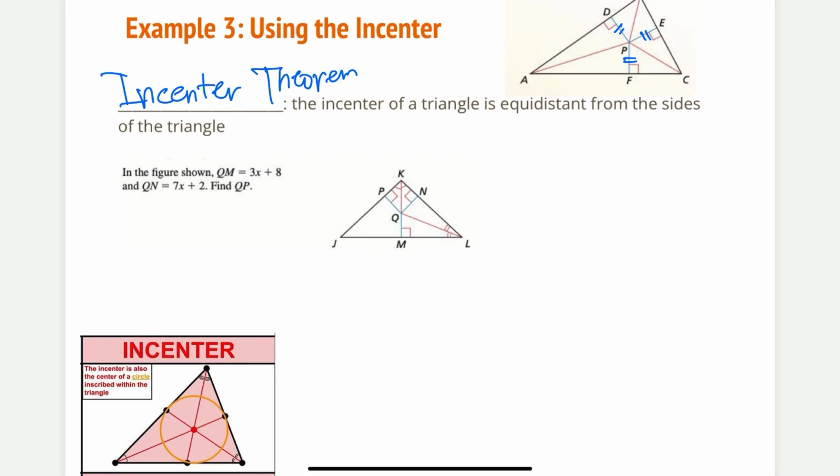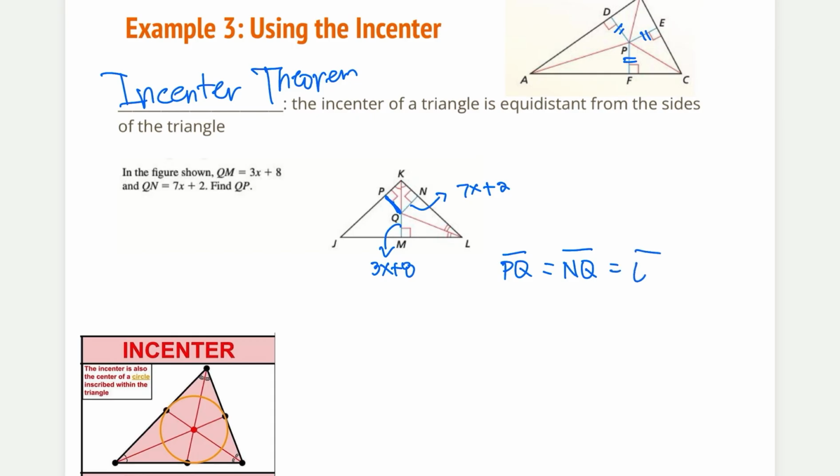On this one, it says that QM is equal to 3x plus 8, and QN, this part, is equal to 7x plus 2. Now we need to find the QP. So what would be the length of that QP? Based on the definition, line PQ is equal to line NQ and also equal to line QM.